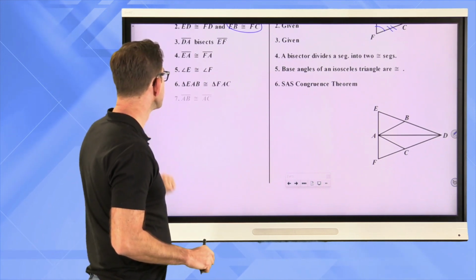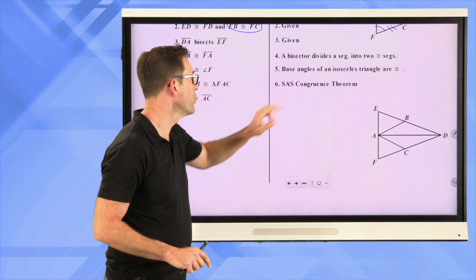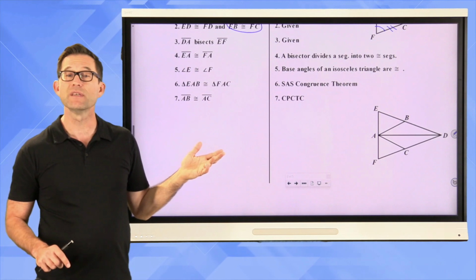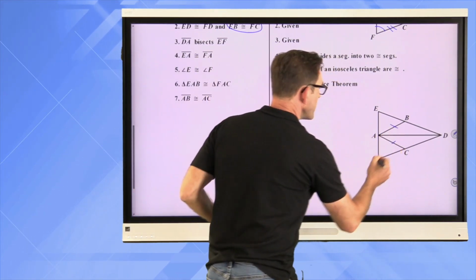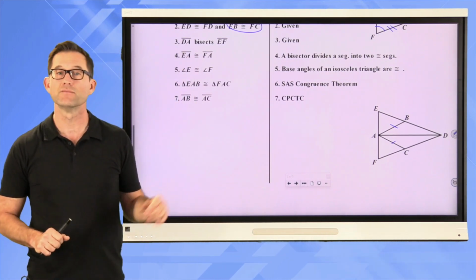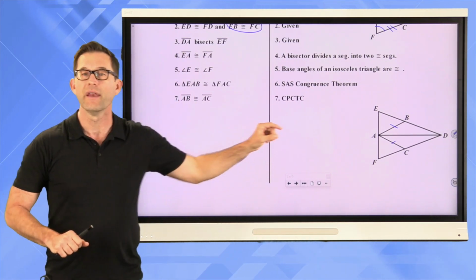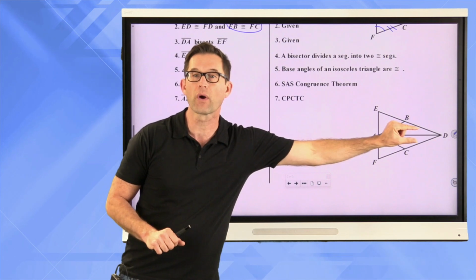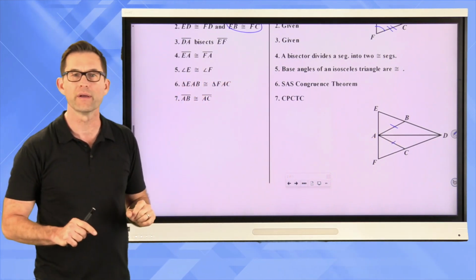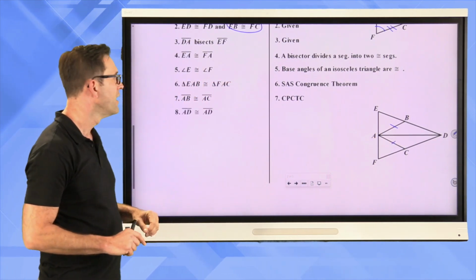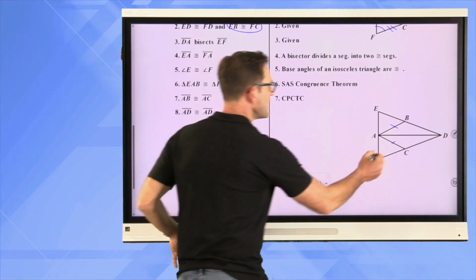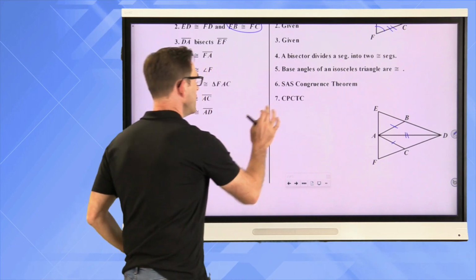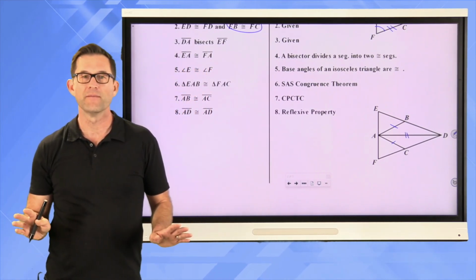Okay, so now that we know those two triangles are congruent, I'm going to use CPCTC to then conclude that AB is congruent to AC, right? That's where we are right here. Now we're starting to work into the two triangles that we want to prove are congruent. All right, now AD is congruent to AD, right? That's my easy one, that's my reflexive property.